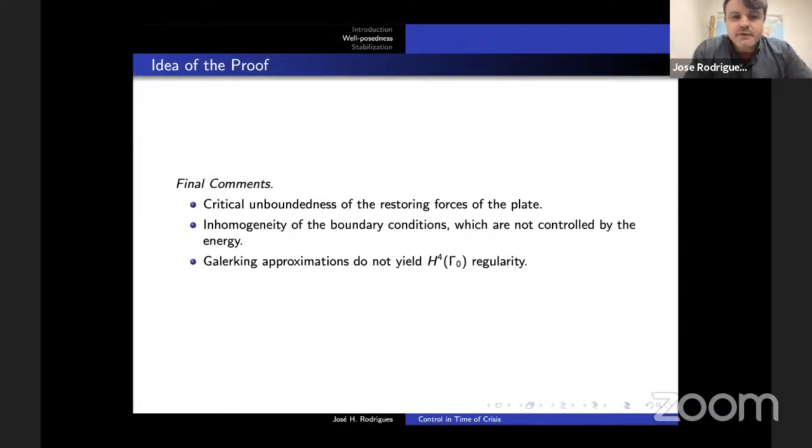The conclusion of this regularity result will then follow by finding estimates regarding second time derivatives of the solutions at the time t equals 0. These are a few issues that appear in this step. So we have this critical unboundedness, for which we use control of logarithmic Sobolev embeddings. And also another important issue is the fact that the Galerkin approximations do not yield H4 regularity. And in order to cope with this issue, we need to work with a specific basis for our approximate space.